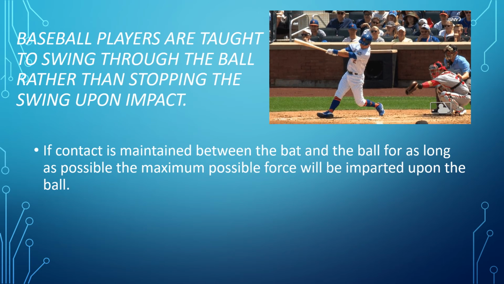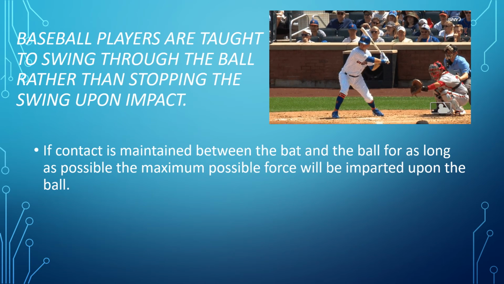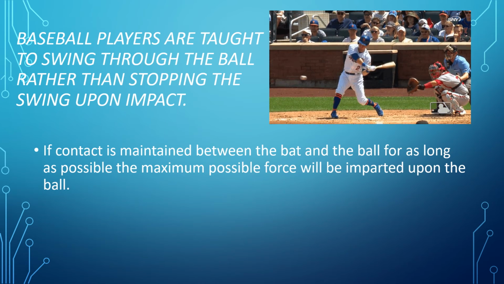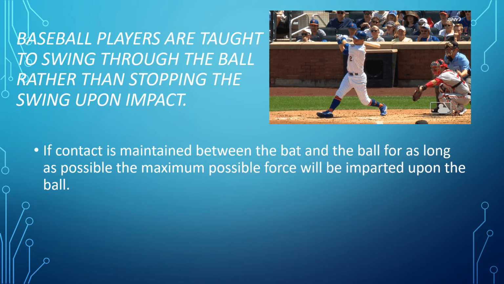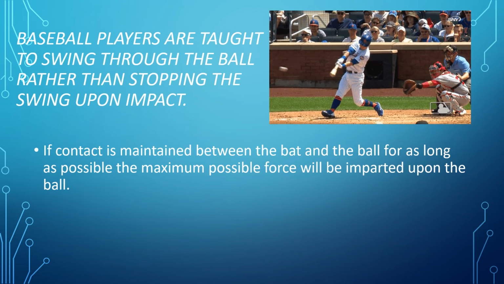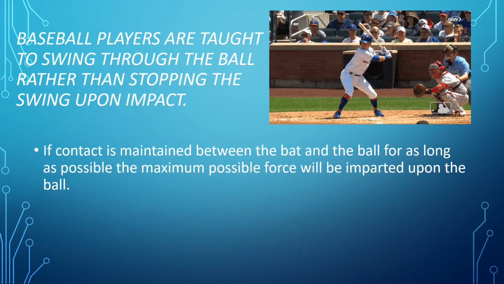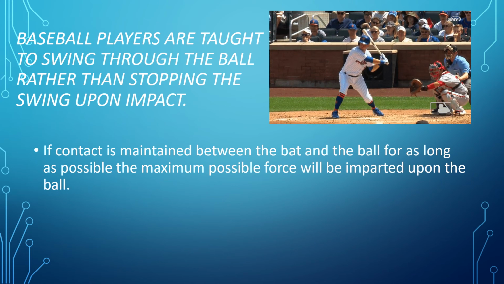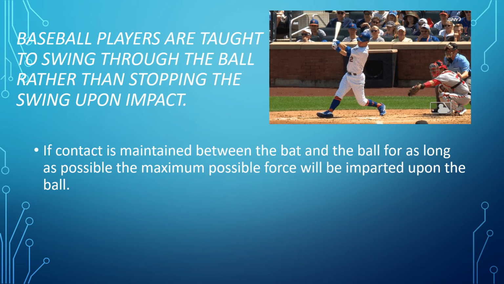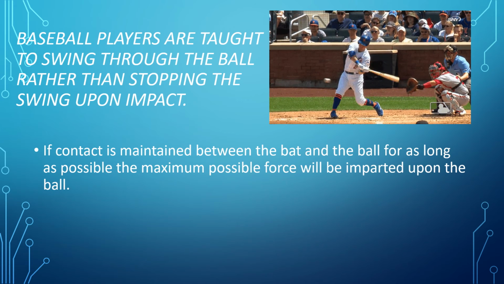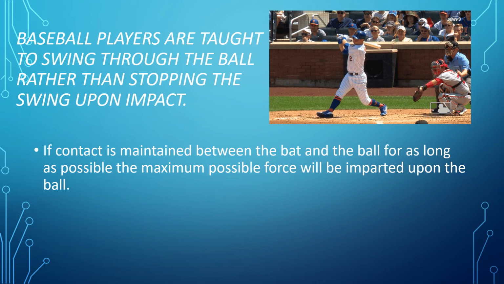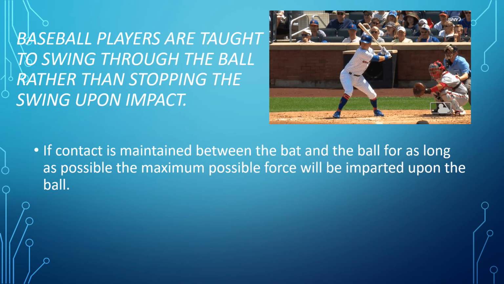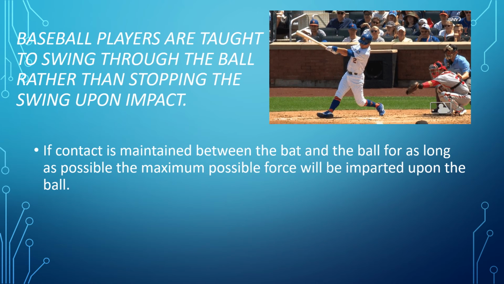So my baseball players, some of y'all are out there. I'm not a baseball player or a coach, obviously, but knowing physics, baseball players are taught to swing through the ball as opposed to stopping when the bat makes contact with the ball. By maintaining that contact between the bat and the ball for as long as possible, you end up with the maximum possible force that is imparted on that ball. I think this is a better swing, so to speak, compared to the other one I showed you in class last semester.